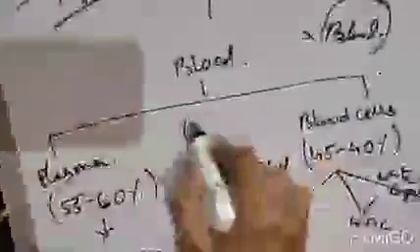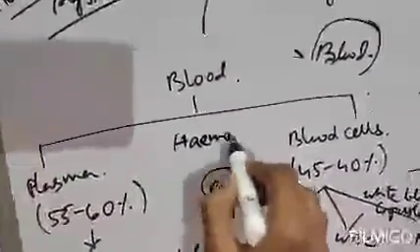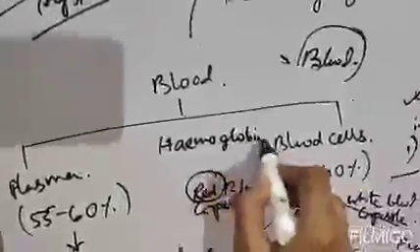Clear? Now, why is it called red? Why is RBC a red blood corpuscle? Because blood contains a red pigment which is known as hemoglobin. Due to this pigment, hemoglobin, RBC looks red in color.